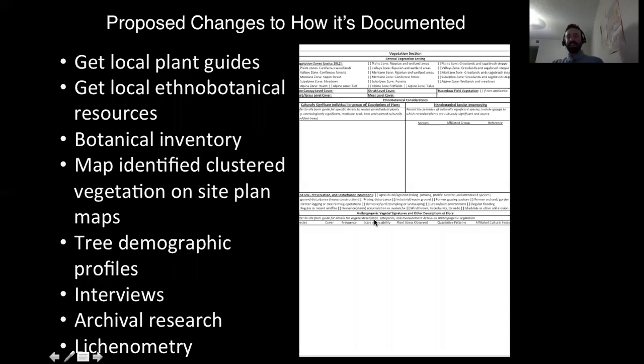So here are some quick little suggestions on what we might do differently. I'd suggest we all add some local plant guides to our library, including getting local ethnobotanical resources on the areas where we do our work or have interest. I'd encourage botanical inventory. There are many different ways you can do it.